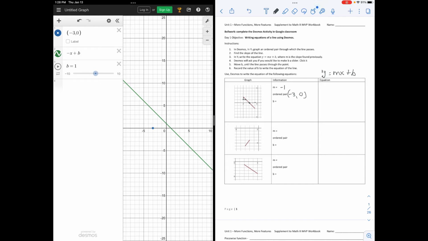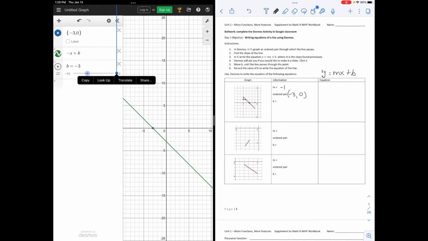Notice the line they have drawn now is b equals 1. We see it's crossing the y-axis at 1. We want our line to go through this point, (-3, 0). So I'm going to slide my slider. I notice if I slide my slider to the right, the line increases. I'm going in the wrong direction, so let's try sliding it to the left until I go through the point.